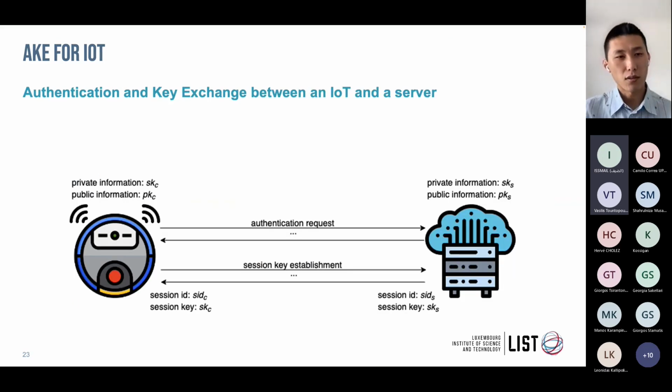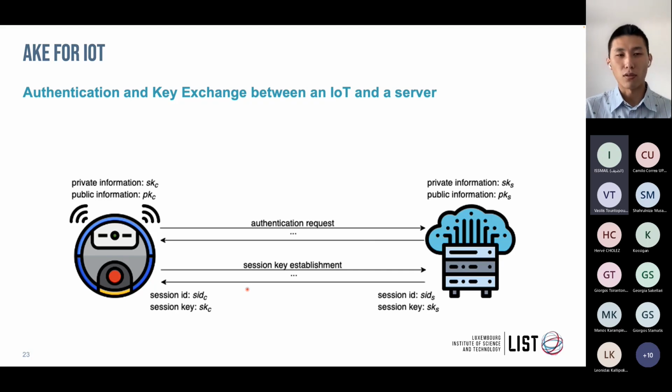Here I have a picture to give you an idea of how it works between an IoT device and the server. On both sides, the IoT device and the server, they both have some public information, and they also hold some private information. For example, the secret key of the IoT device, and another secret key of the server. At the beginning, they start with the authentication request for both sides, and once the authentication is good for both sides, they can start the session key establishment.